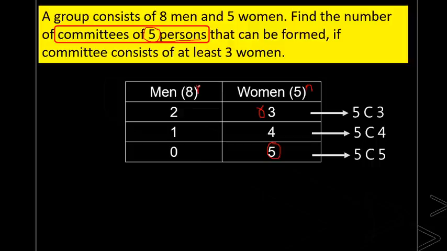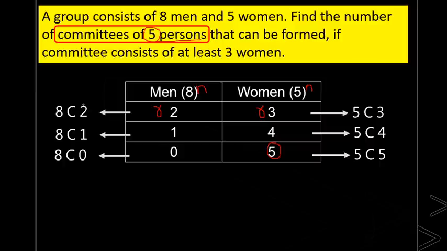So from 8 men, the n value in this case will be 8. From 8 men, you can choose 2 men or 1 man or no man. So how can I write the first one? You can write it as 8C2, from 8 we are choosing 2, nCr. Next one can be written as 8C1. Last one can be written as 8C0.